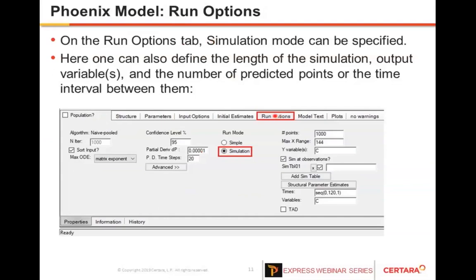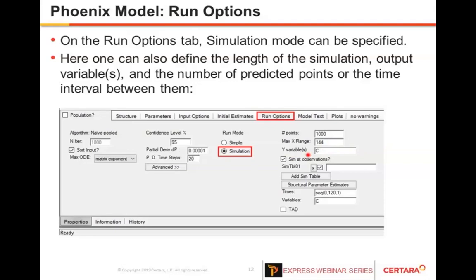Lastly, the Run Options tab is where you can set up what simulation mode is being used. So it's important to make sure to set that. And from there, you can specify the number of output points you want, the time range. So the dosing time is the start time of the simulation, and then how far out do you go from there is where you enter this number here.